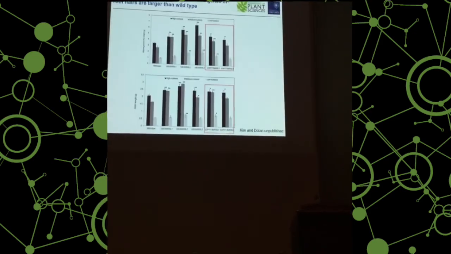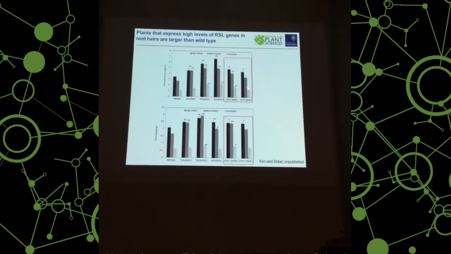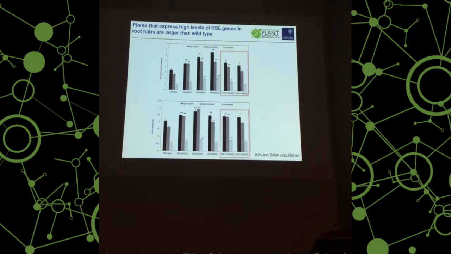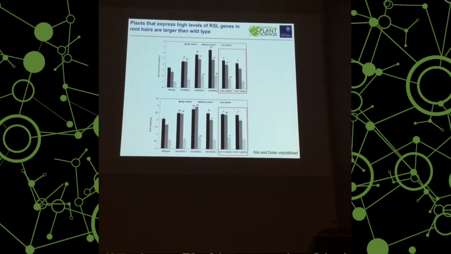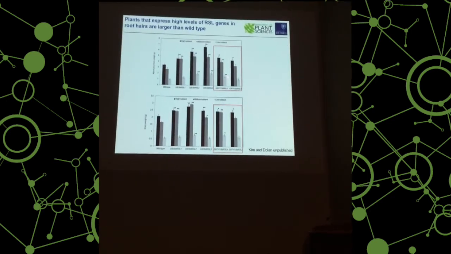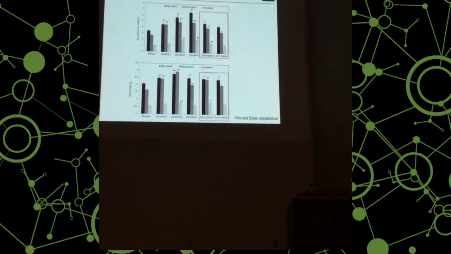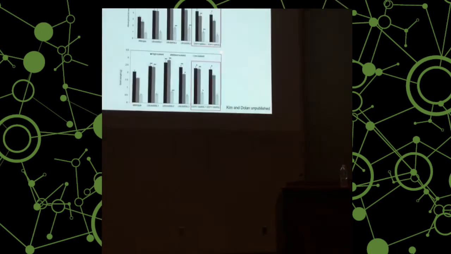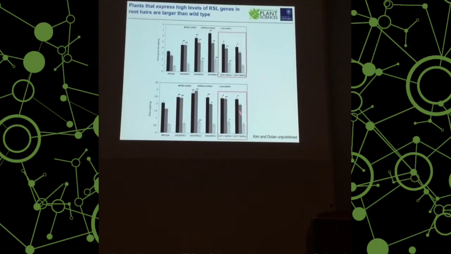So up here, in these boxes, this is above ground biomass. These are the plants that are expressing RSL genes in the root hairs alone. So the only difference between these and wild type is they produce the same number of root hairs, but those root hairs are much longer. And we're seeing in a variety of conditions a slight increase in biomass if we make these longer hairs by overexpressing these genes, and slight increases in total grain weight.